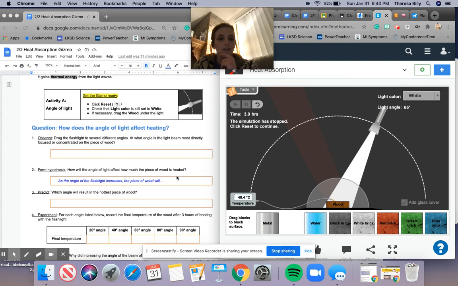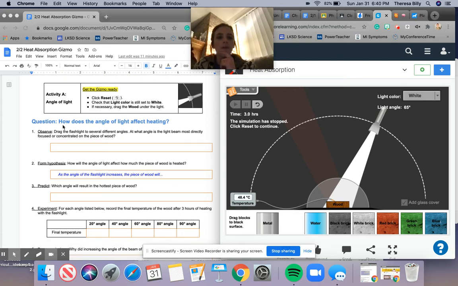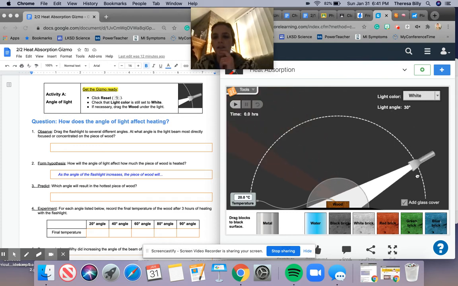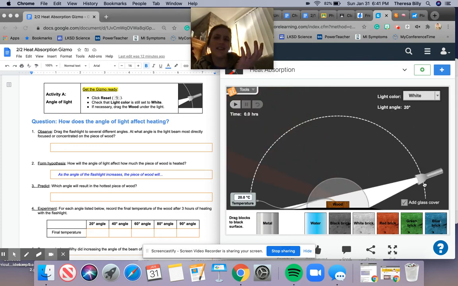Okay, activity A. The big question with activity A: how does the angle of light affect heating? So in order to get the Gizmo set up, follow the instructions there. It says click reset, double check that the light color is set to white, and then the wood is already there, so we are good. It says drag the flashlight to several different angles. At what angle is the light being most directly focused or concentrated on the piece of wood? So if I bring the sun, it would be the sun kind of.